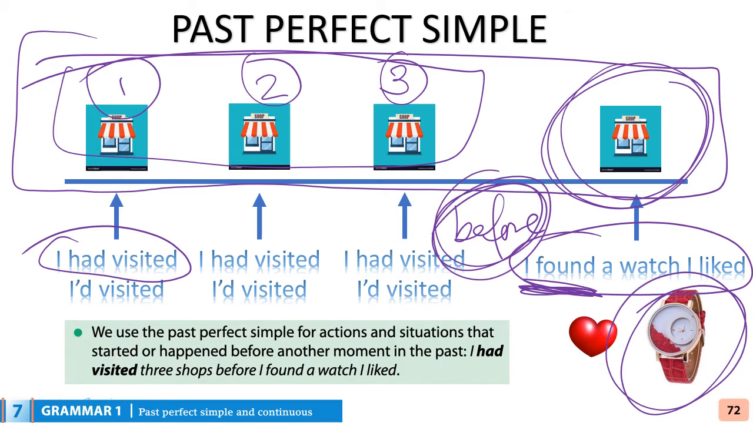Okay? So we're going to use the past perfect simple for actions and situations that started or happened before another moment in the past. I had visited 3 shops before I found a watch I liked. Is it okay? Good.